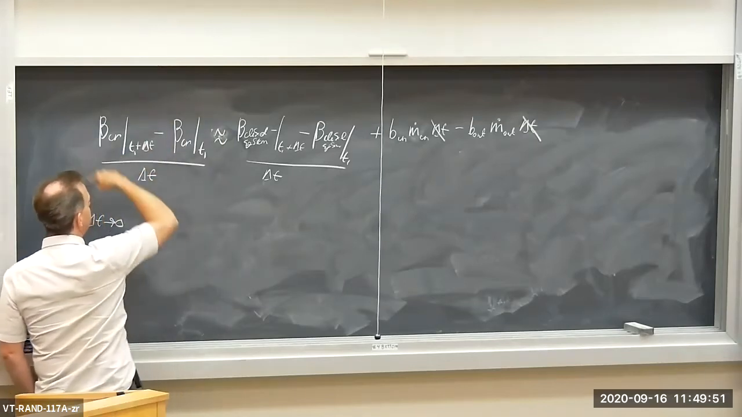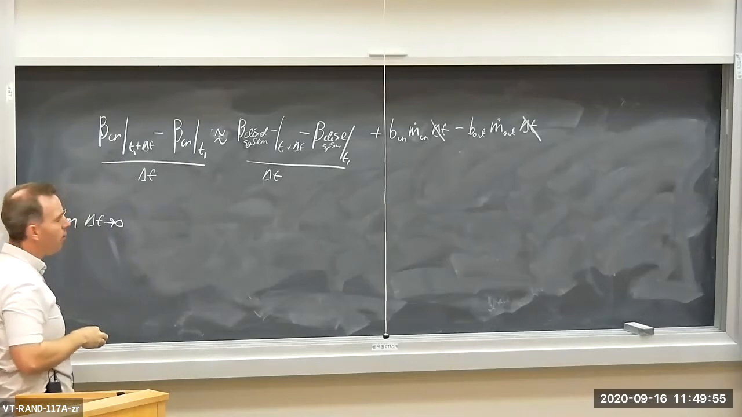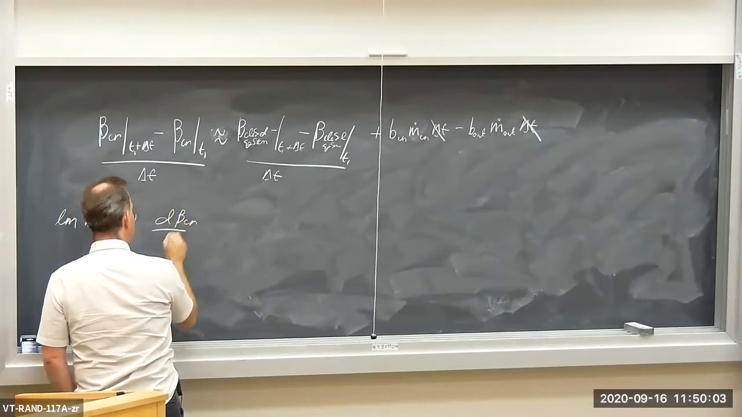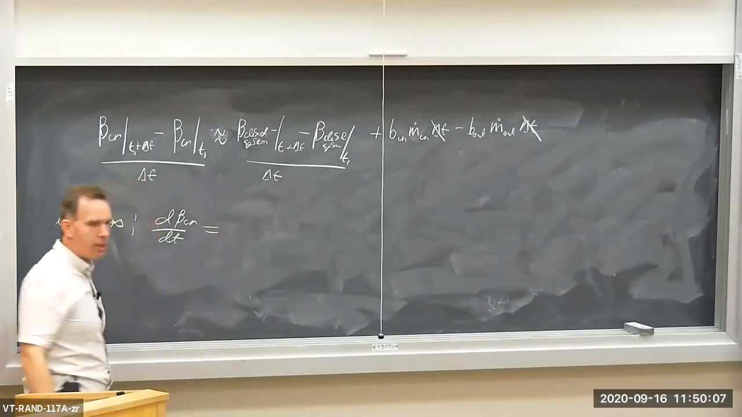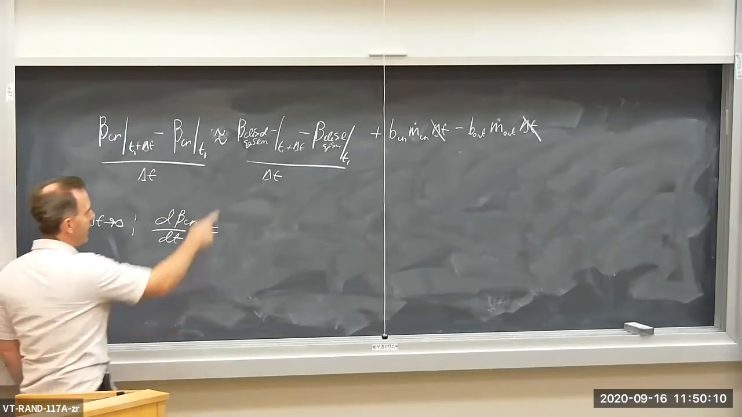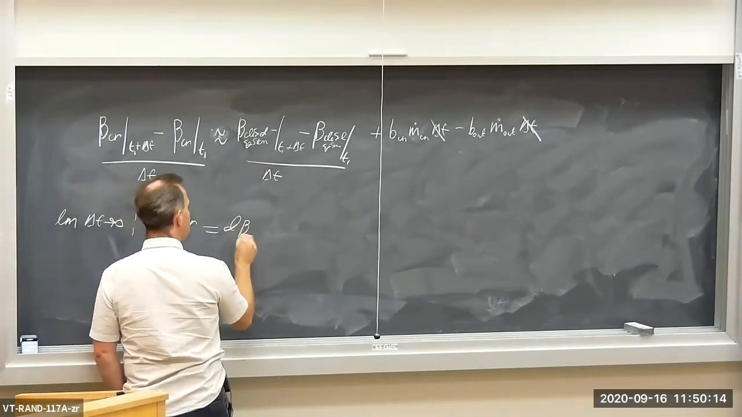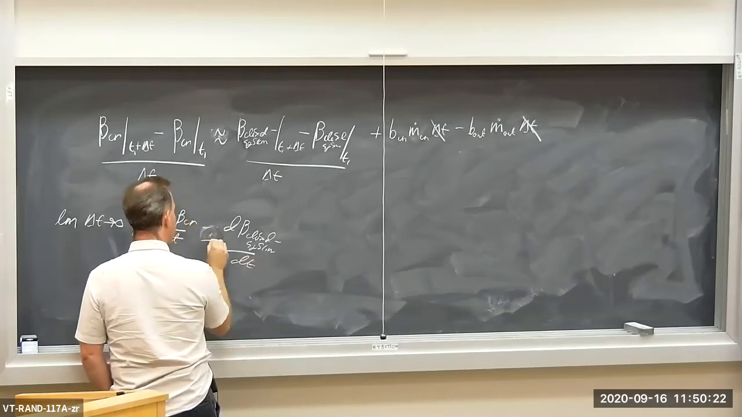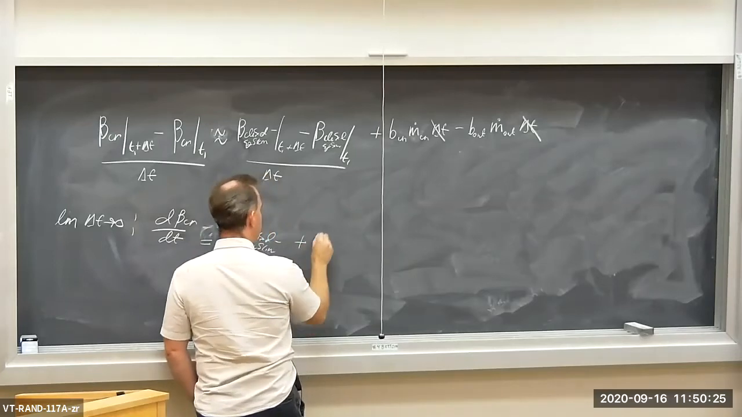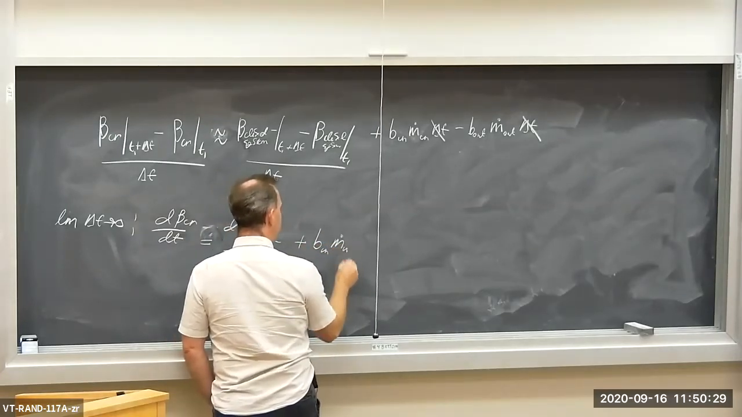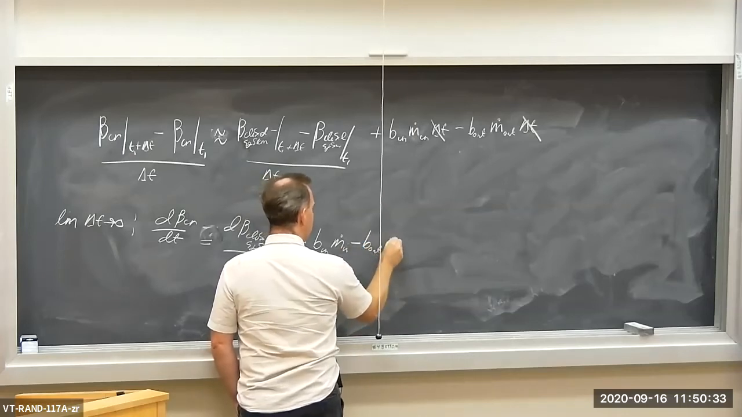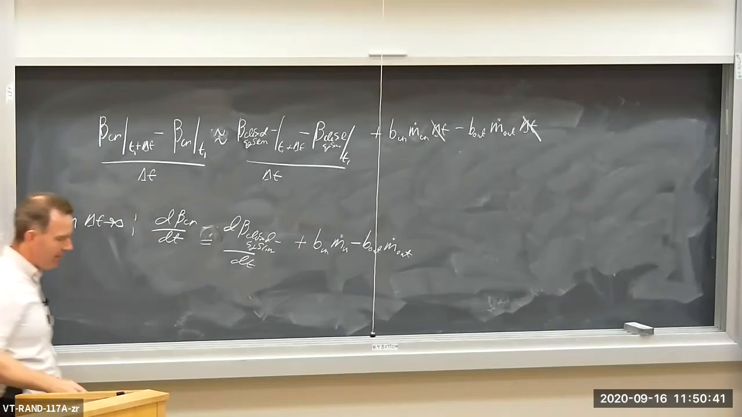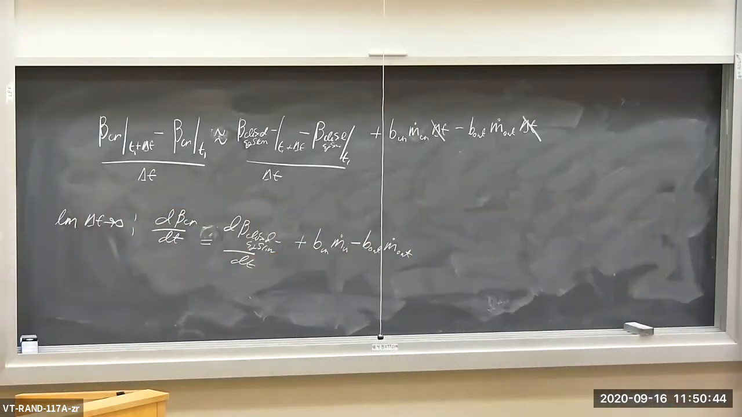What does this term become right here? This becomes d beta within the control volume dt. The approximation becomes an exact equality. Then I get d beta in the closed system dt plus b in m dot in minus b out m dot out. So we have a differential equation now. We've taken the limit, delta t goes to 0, and my approximation becomes an exact.